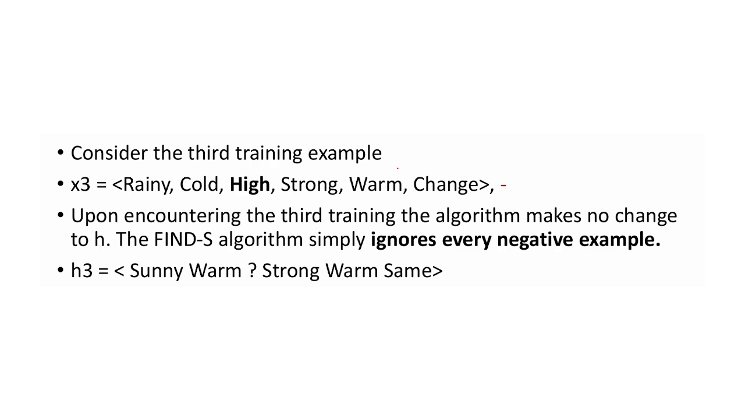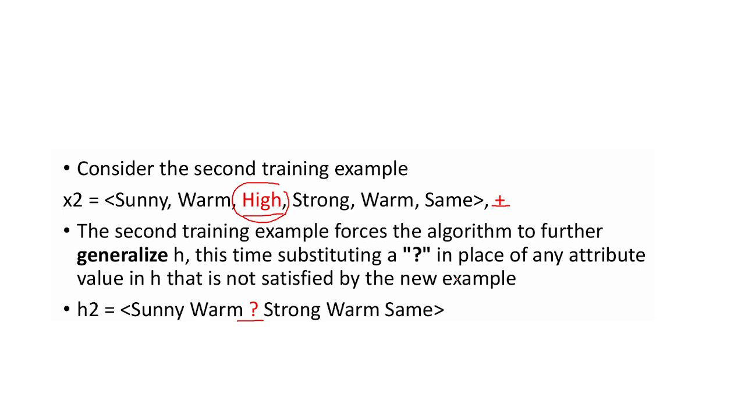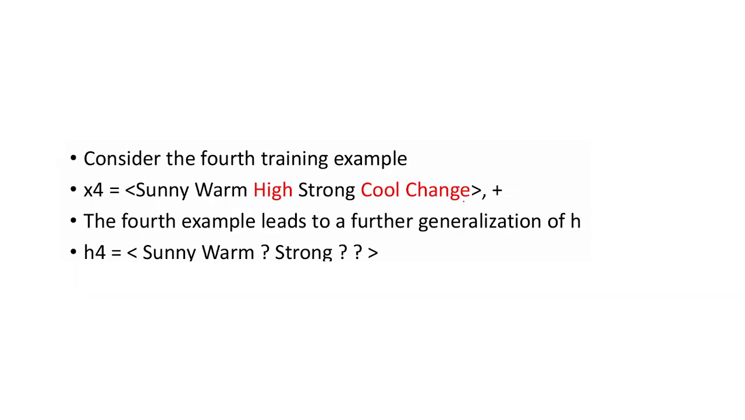In the third example, this is a negative example. So you can't start play. As we have seen this negative example, you cannot make any changes in the hypothesis. Hypothesis remains as it was in the previous one. We'll go for the fourth example, which is a positive example.